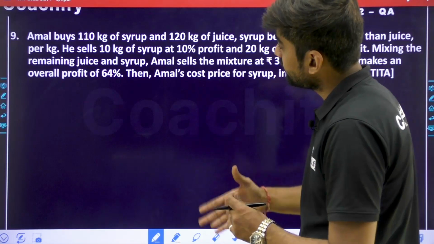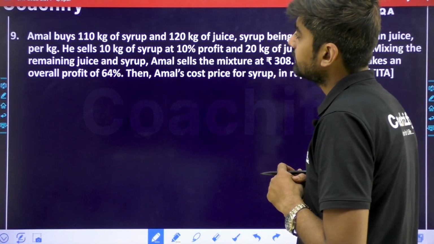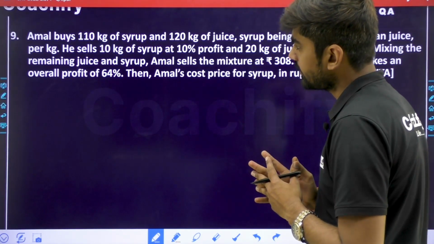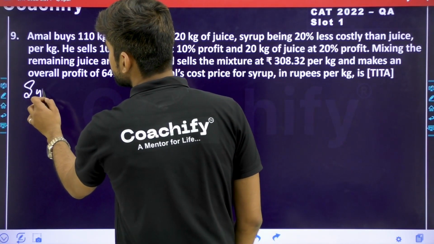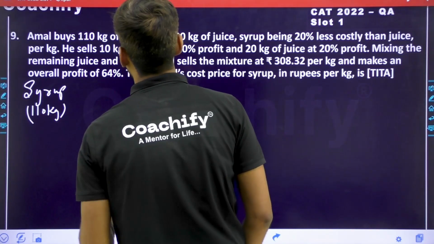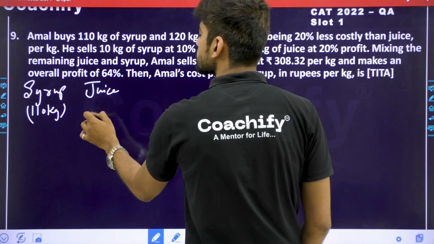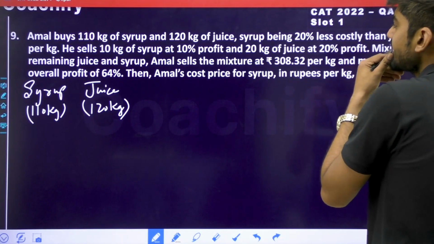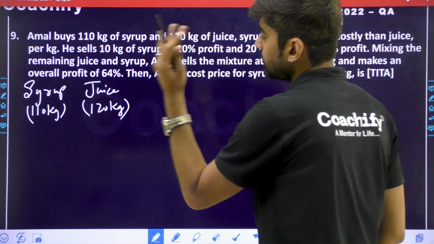Okay, so this is a fantastic question based on profit, loss and discount. Let's see what the question says. The question says that Amal buys 110 kg of syrup and 120 kg of juice. Let's write the quantities here. Syrup is 110 kgs and the quantity of juice is 120 kgs. Now the question says the syrup is 20% less costly than juice per kg.